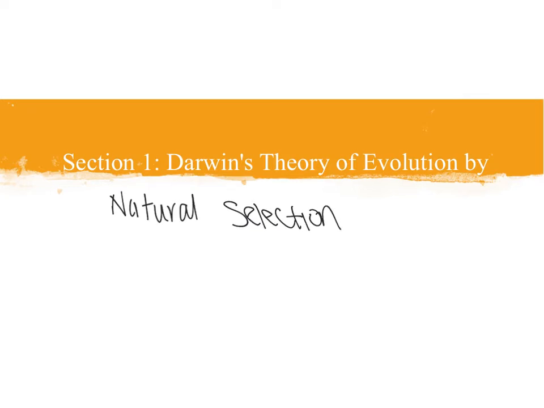Natural selection got cut off my slides, so make sure you add that. So put the title in your notes. This one: Darwin's theory of evolution by natural selection. That's one saying. Put this whole thing in your notes. That's the title of this first section.